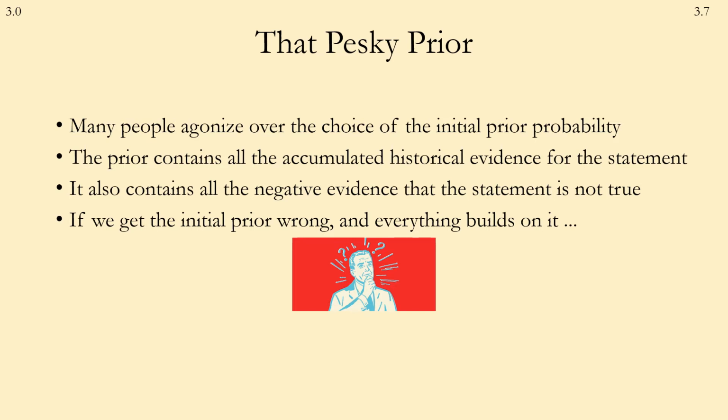So we come now to the last remaining detail, which is what I call the pesky prior. And that's the initial prior probability. And many people agonize over this for the following reason. Their logic is that the initial prior probability contains all that we know about the statement. And I should point out that it also contains all the negative evidence that the statement might not be true. And most people say, well, gee whiz, if I get the initial prior wrong and everything builds on top of it, how can I ever be sure that the answer I get is a good answer or not? Because I'm building on a foundation of sand. And we have to address that problem.